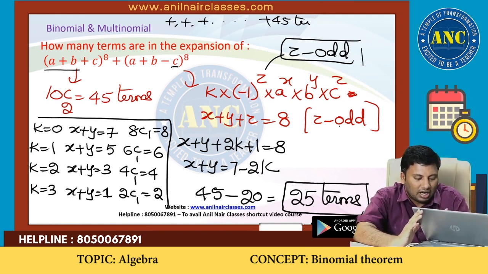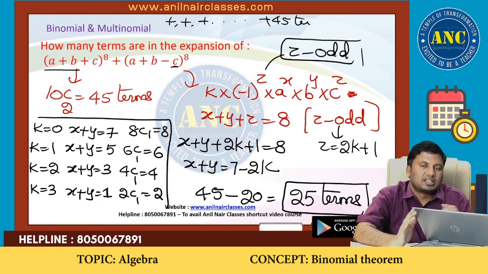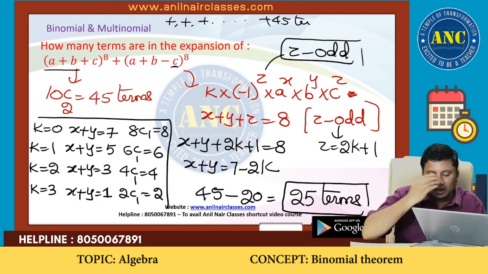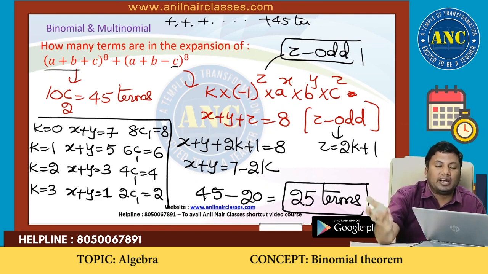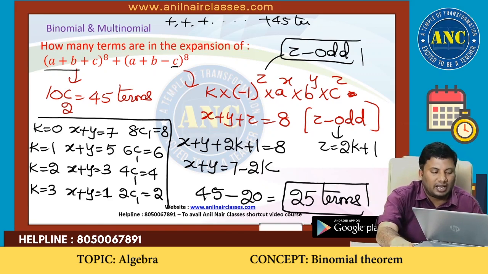Z is odd. Any odd number is of the form 2k plus 1. Sir, can I take 2k minus 1? Yes. Take it and stop it at the k value, depending upon the question. I hope it is clear. Start with k value 1 if it is 2k minus 1. Start with k value 0 if it is 2k plus 1.